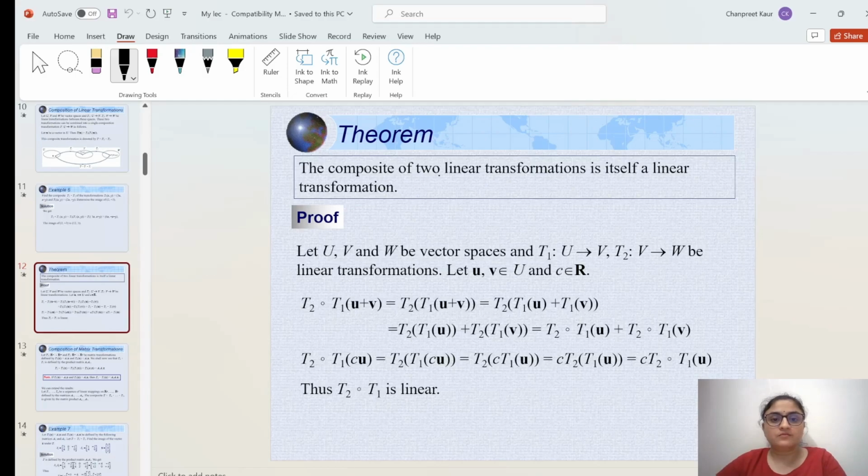Next is a theorem which says the composite of two linear mappings, linear transformations, is again a linear transformation. It's a simple proof. We will simply use the properties that T1 and T2 both are linear transformations. So T2 ∘ T1 composed with each other, applied to u plus v. These are normal definitions of the compositions applied with the definition of a linear mapping. We will get this result. So it's a simple exercise to see that the composition of two linear transformations is again a linear transformation.